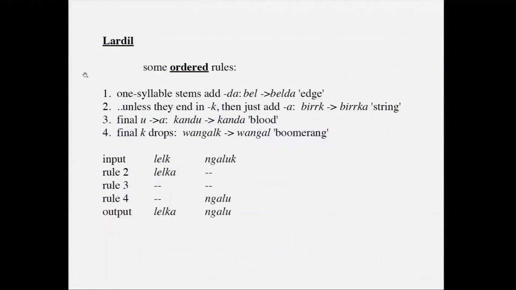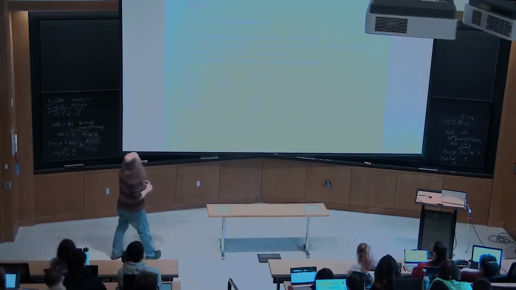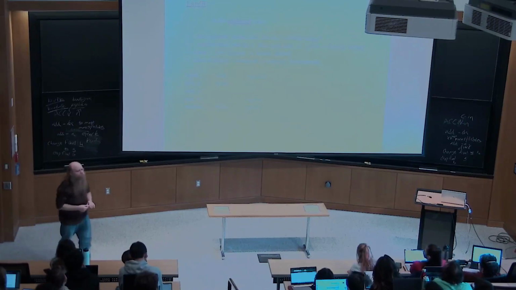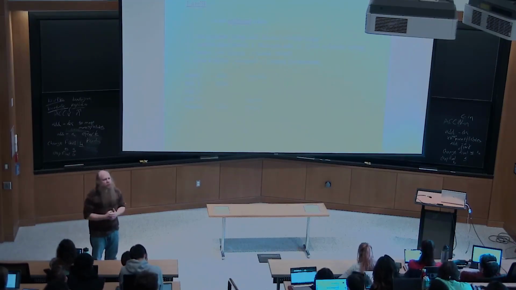Or ngaluk, which is the base form for story: rule 4 happens after rule 2 and rule 3. So rule 4 gets rid of the k and gives you ngalu. And you can imagine at this point, the rule 3 people are like, hey, give us that word. We want to get rid of that u, but it's too late. Rule 3 has had its time. You don't get to apply it anymore.